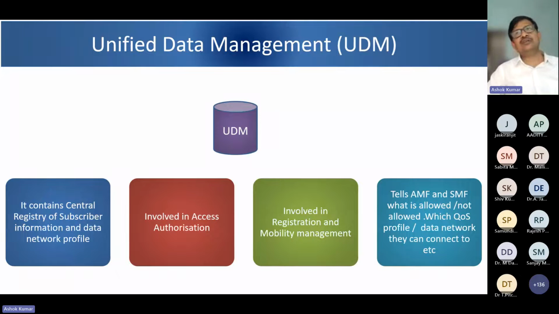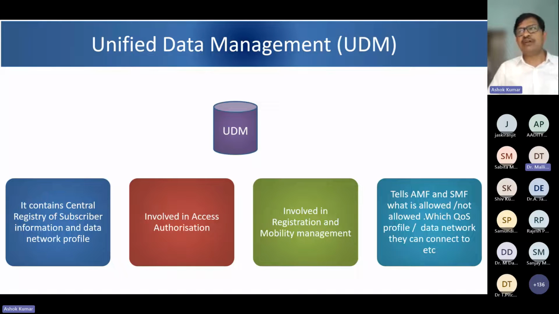Other instances of AMF or SMF or UDM are part of another slice. So within slices also these network functions are divided, and there are certain common network functions which may belong to multiple network slices. Sir, there is nothing like one AMF for one UE? No. It's all dynamic.